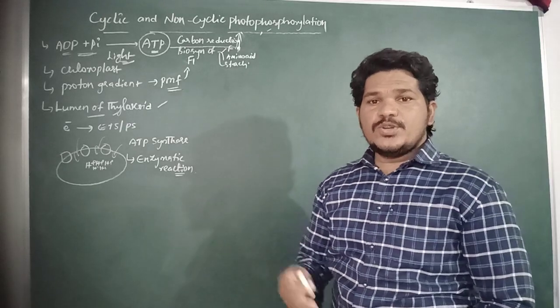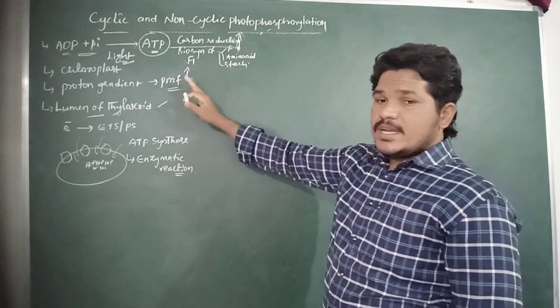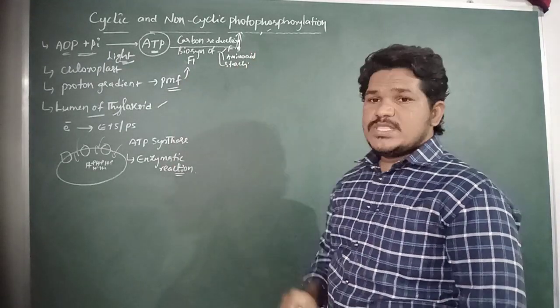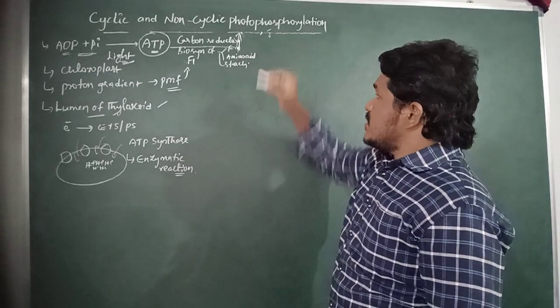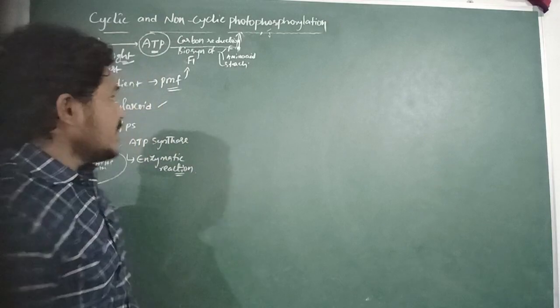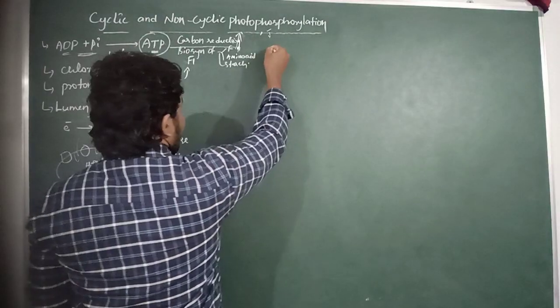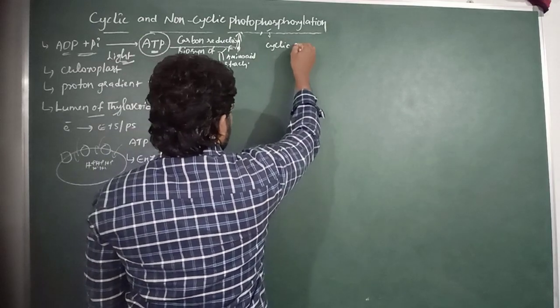This is the utilization of the ATP molecule which is produced during the light reactions and utilized in the dark reaction. And then the types of photophosphorylation: there are two types, cyclic and non-cyclic photophosphorylation.